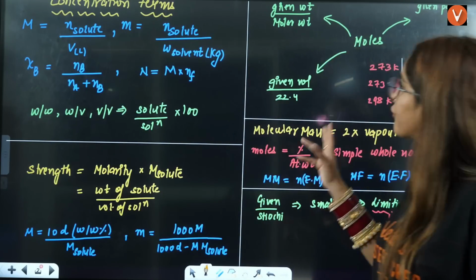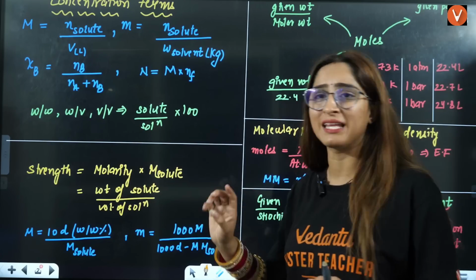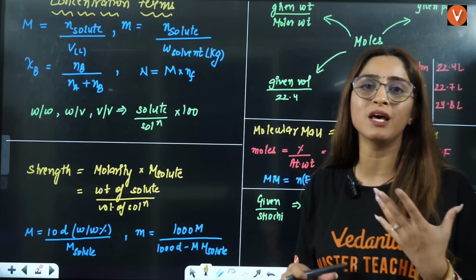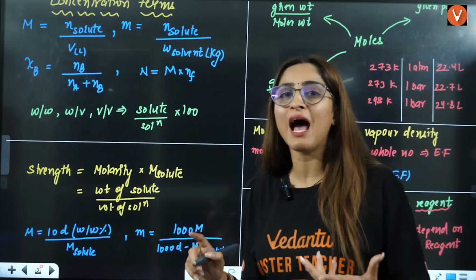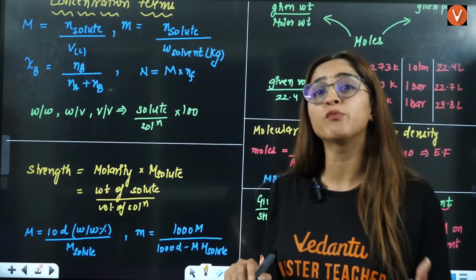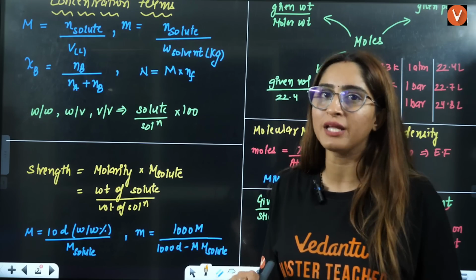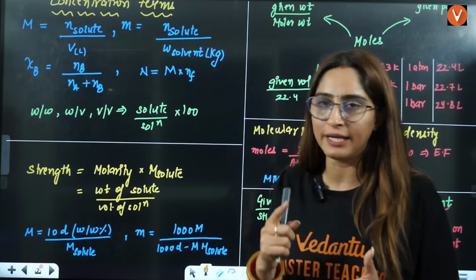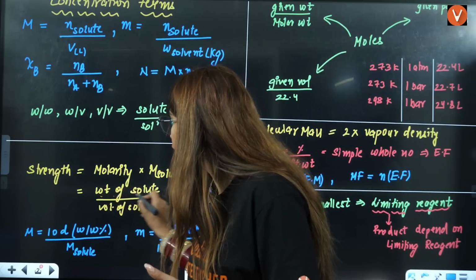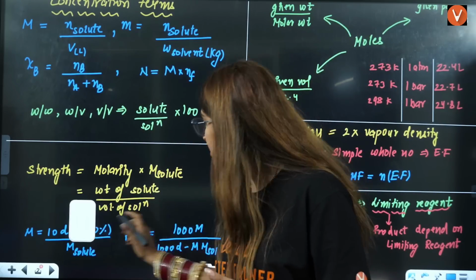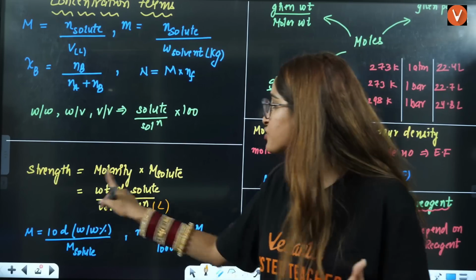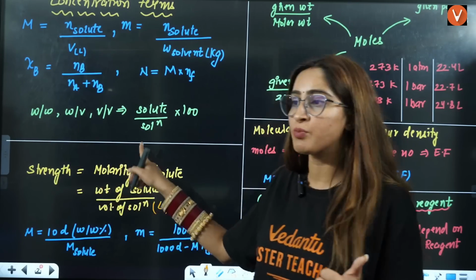So first thing is, if you talk about strength, strength is molarity into molar mass of the solute. If they ask you about strength and molarity, what is the difference between them? Molarity is the number of moles of solute by volume of solution in liters. Strength is the weight of solute by volume of the solution in liters. That is the difference. That is why the relation between strength and molarity is strength equals molarity into molar mass of solute.